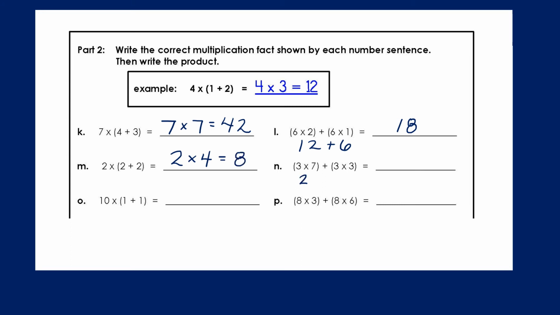Next we have 21 plus 9 equals 30. Then we have 10 times 2 equals 20. And then here we have 24 plus 48 equals 72.